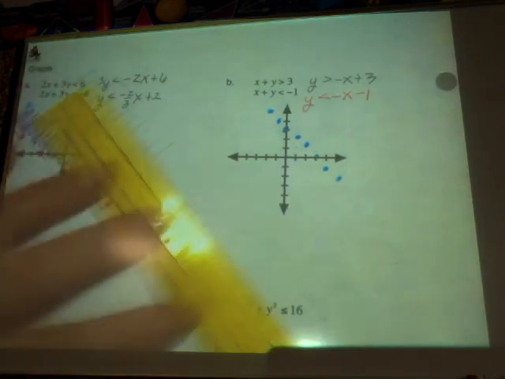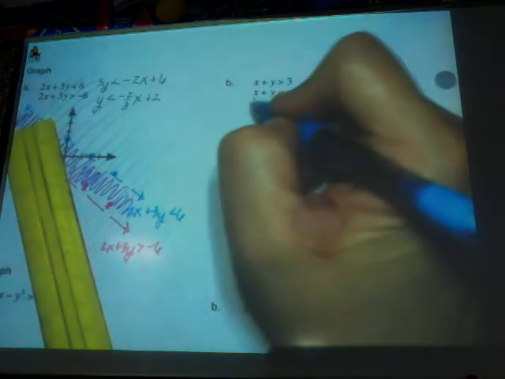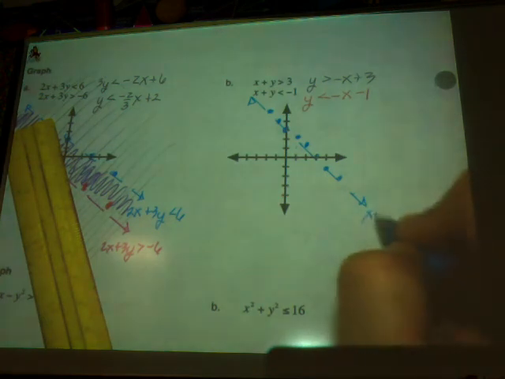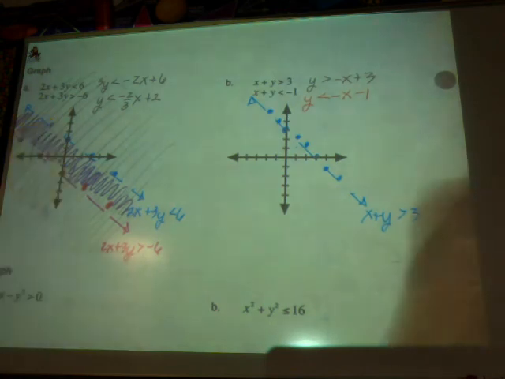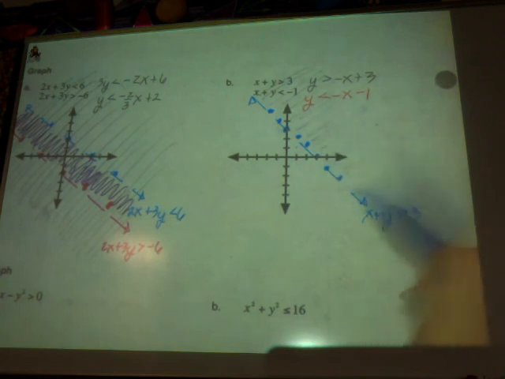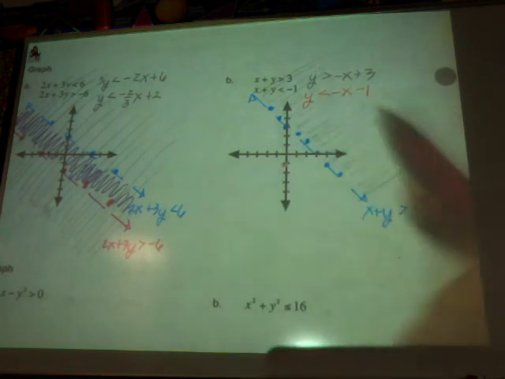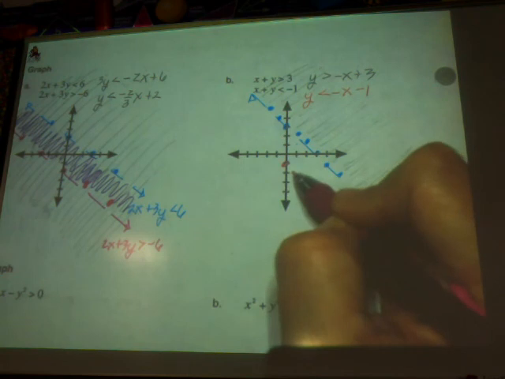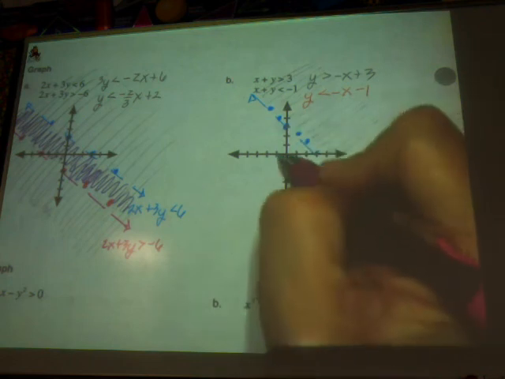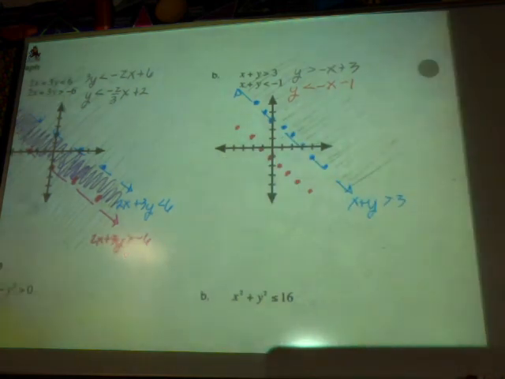Is this solid or dotted? Dotted. So my dots are a little off because we don't have graph paper. Don't let that bother you. x plus y is greater than 3. But this one's greater than, so my shading goes above the line in this direction, right? When I plot the second one here at a y-intercept of negative 1, with a slope of negative 1, they still don't intersect. I still have a dotted line.